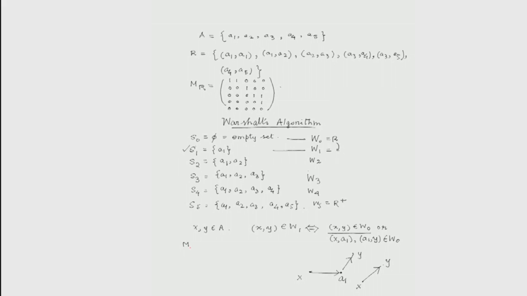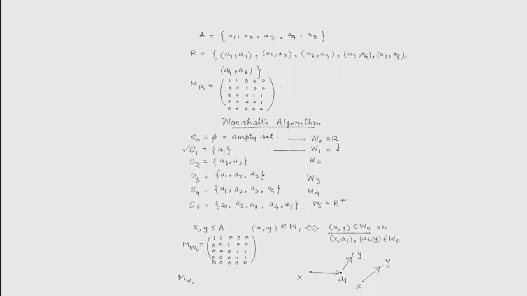The question at this point is how do we construct the matrix corresponding to W1 based on the matrix corresponding to W0. We see that the matrix corresponding to W0 is the same as the matrix corresponding to R, that is MR. So, I can safely write over here that MW0 is 1 1 0 0 0, 0 0 1 0 0, 0 0 0 1 1, 0 0 0 0 1, and 0 0 0 0 0.